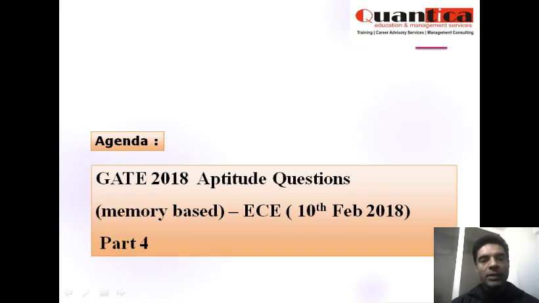If I talk about the level of difficulty of these questions, they were simpler this year. So the level was from easy to moderate, and achieving 12 to 13 marks out of 15 was not a very difficult task, provided you had done good preparation before going for this exam. These are memory based questions which we have accumulated by talking to students who have appeared in this exam. So I'll take you through the questions which were there in this section.